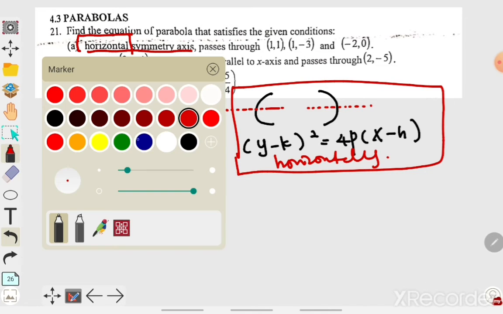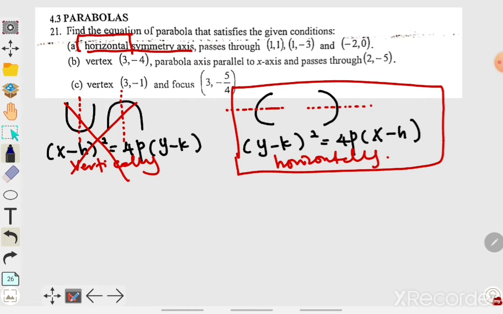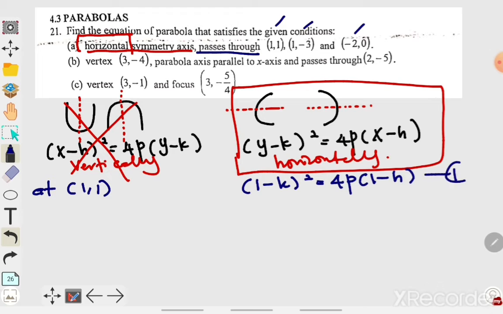Next, they said that the parabola passes through (1, 1), (1, negative 3) and (negative 2, 0). The keyword is passes through. That means these three points must be located on the parabola, so these three coordinates are actually three x's and y's. How do we do this? At the point (1, 1), substitute x and y into the equation. So you have (1 minus k) squared equals 4p times (1 minus h). So you have the first equation.